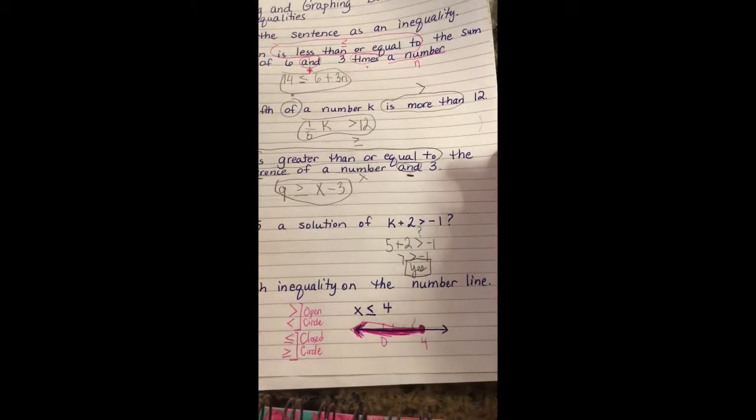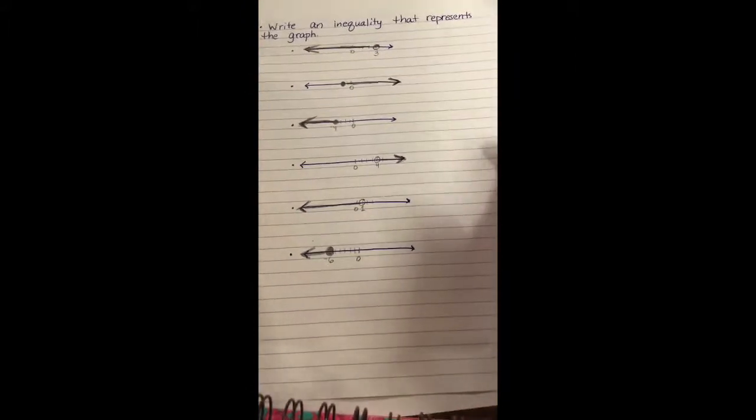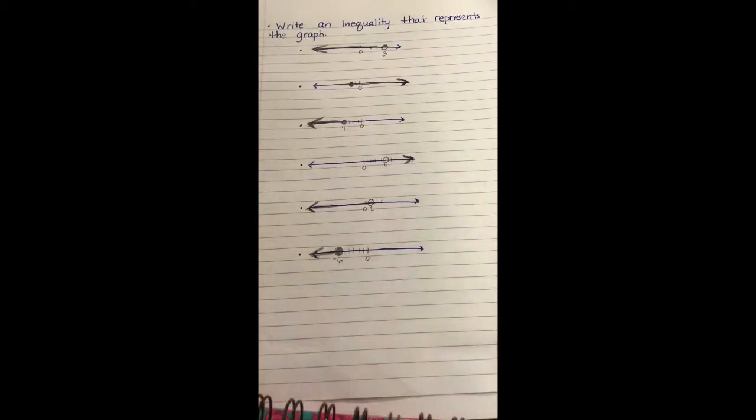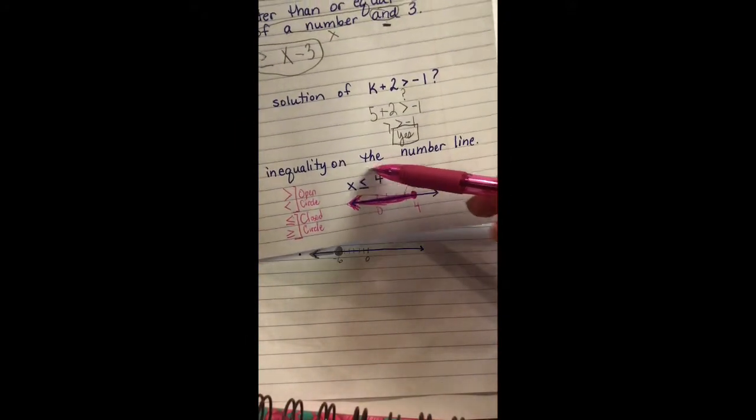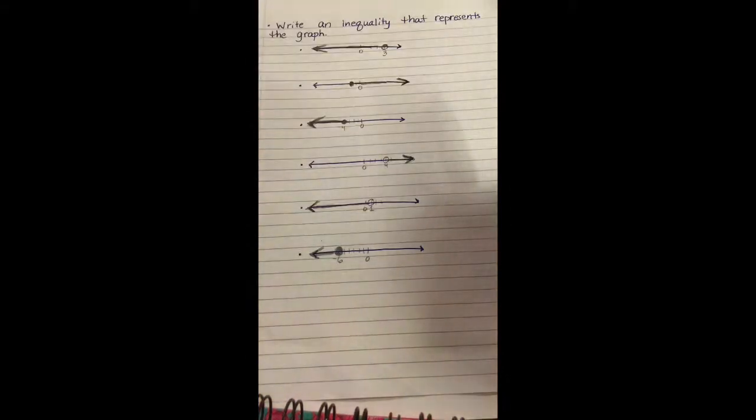I really do try to keep my shading on the number line itself, but when you're videoing, it's difficult to see what you're doing. There we go. I have one more page and then I'll finish with this video. It says write an inequality that represents the graph. So this time we're going to go from the graph to the inequality.